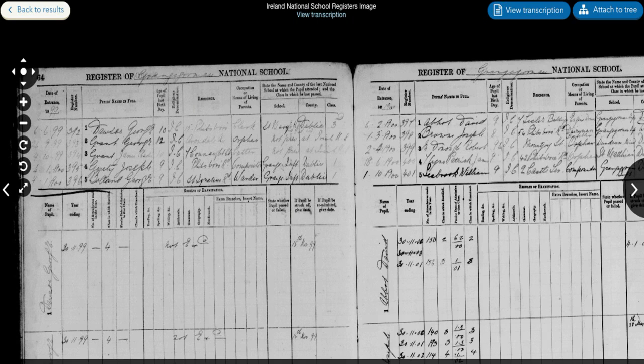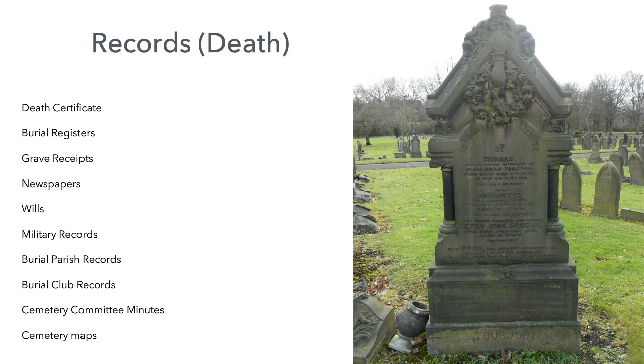So we have spoken about births, and now let's move on to my favourite subject of all, which is death. These are just some of the records that I use to look at death. It is worth bearing in mind that death rates throughout Britain were particularly high, especially in the 19th century. If we look at Liverpool, for example, just over 60% of labourers' children died before their 5th birthday.